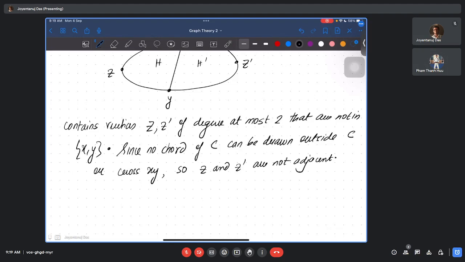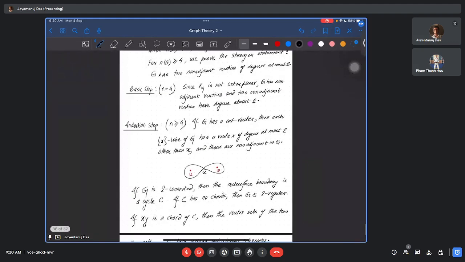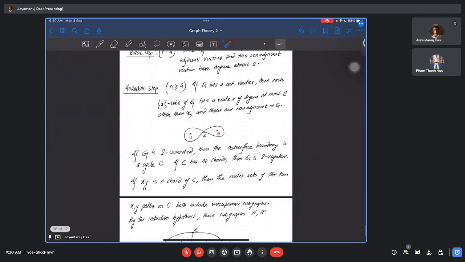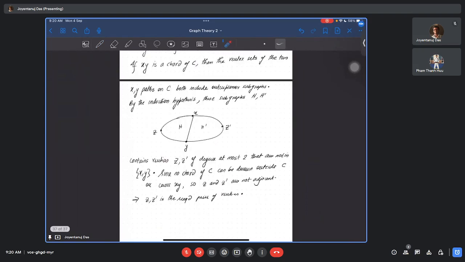These are not adjacent. So this implies Z and Z prime is the required pair of vertices that we are searching for. These are the pair of vertices that have degree at most 2 and are non-adjacent. That is what we are searching for, right? So this is two non-adjacent vertices of degree at most 2. So this Z and Z prime will work, and hence it follows for all of the graph, right?